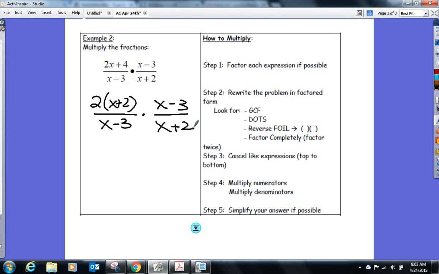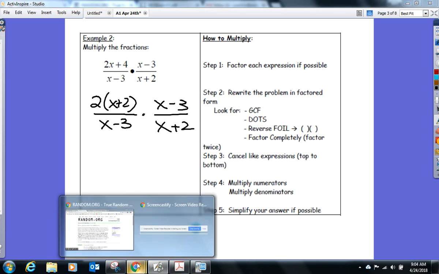Now you look to cross out a numerator with a denominator, one for one. I don't care if they're on top of each other or diagonal of each other. It doesn't matter to me. One denominator with one numerator. That's the rule: one numerator, one denominator.